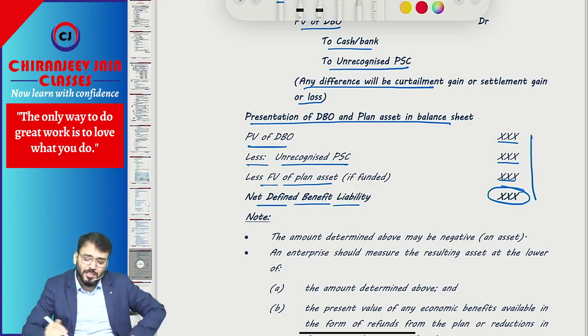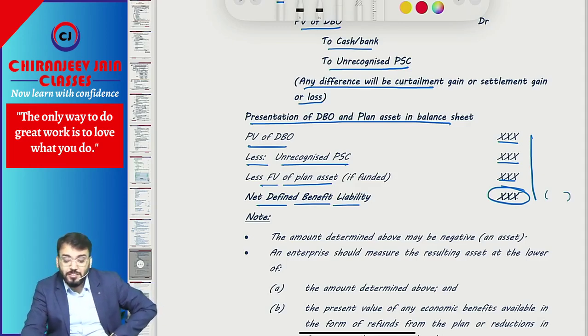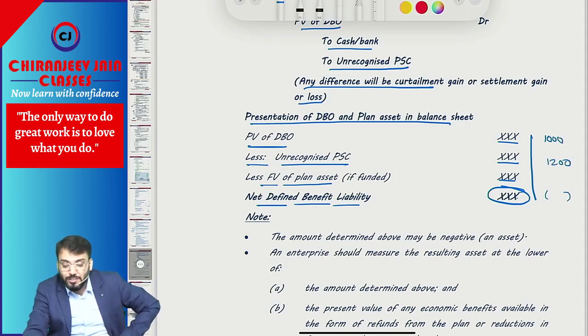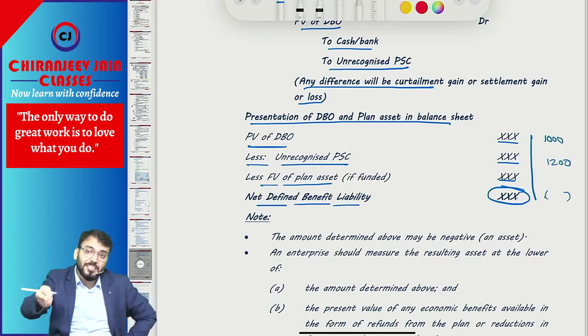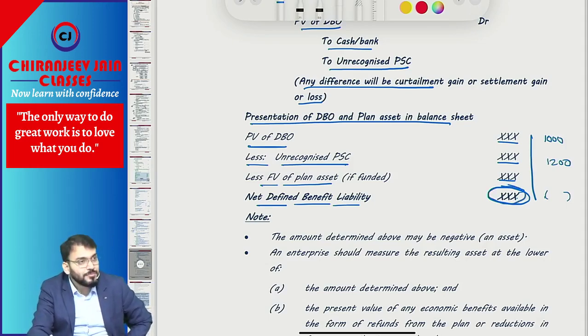Now one doubt will come, sir. This can be negative also, na? Means it is quite possible the amount of DBO is 1000 and fair value of plan asset is 1200. Then it can be negative. So whether the net amount will be shown in the asset side of the balance sheet? Yes, it will be shown in the asset side of balance sheet then. Understood? But there is some restriction on that amount. Otherwise this will come in the liability side of the balance sheet.